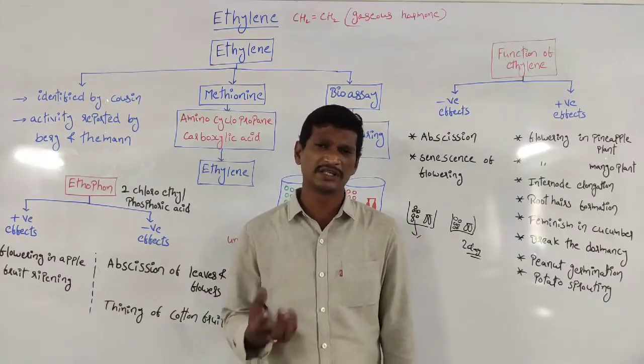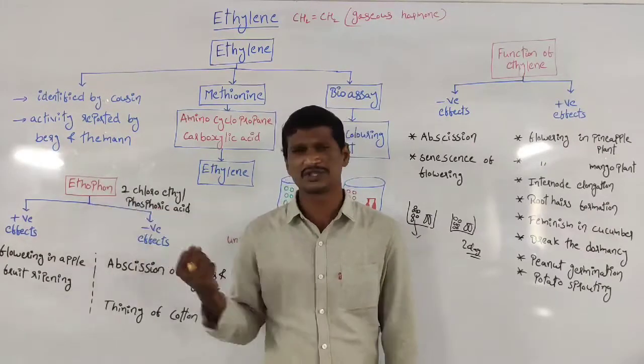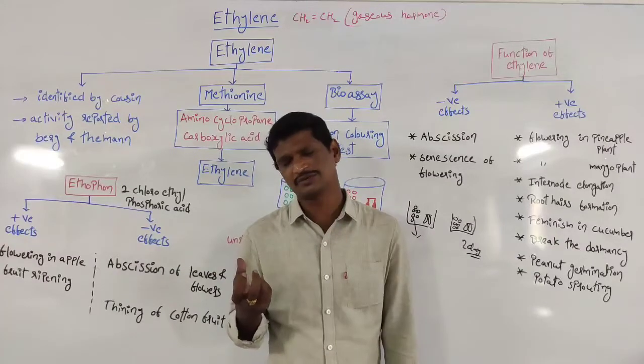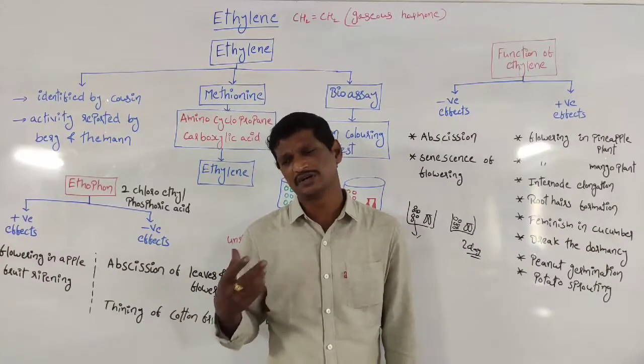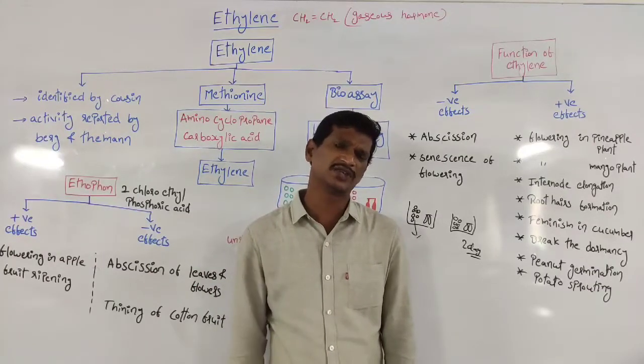That ethephon releases the ethylene phytohormone. Ethylene. Okay, this is the chemical substance that releases ethylene. So in the presence of this substance, the fruits are rapidly or immediately ripened. So this is one of the artificial ripening processes.